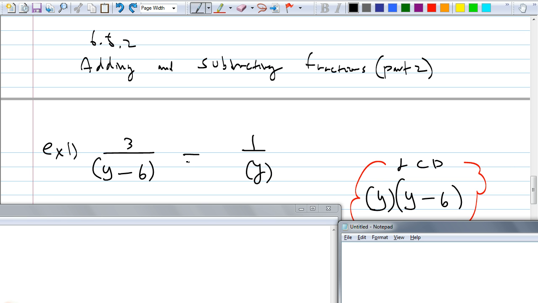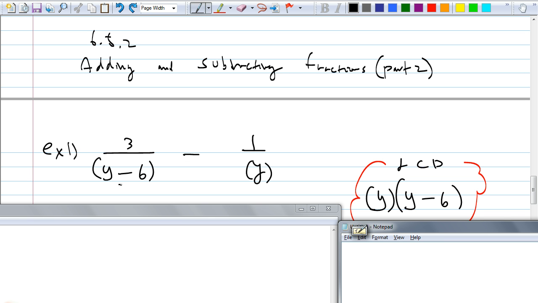Anybody done with the second step, changing into addition and then writing the LCD? Okay. Sure, tell me what to write. 3 over y times y minus 6 plus negative 1 over y times y. No.